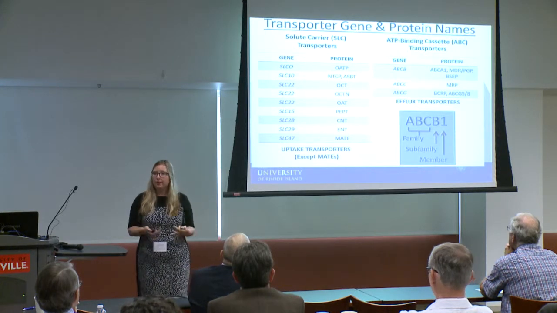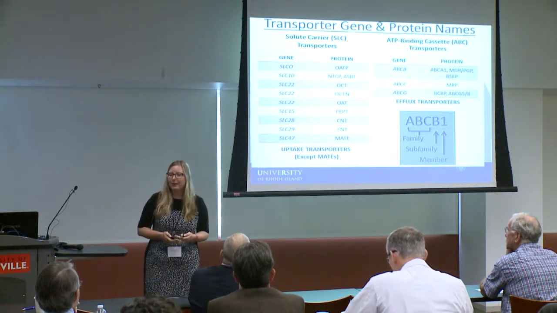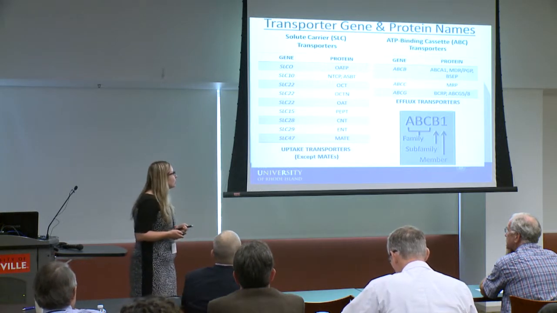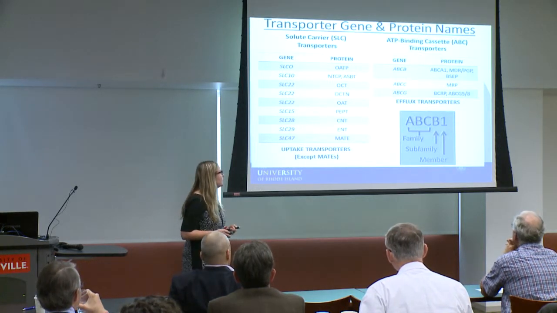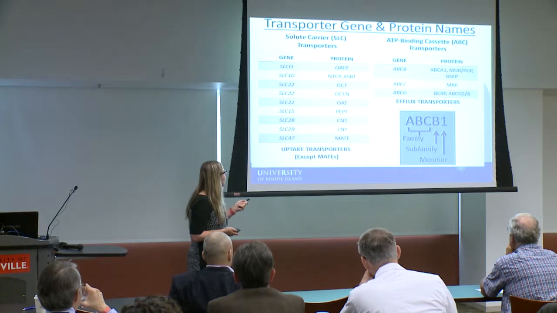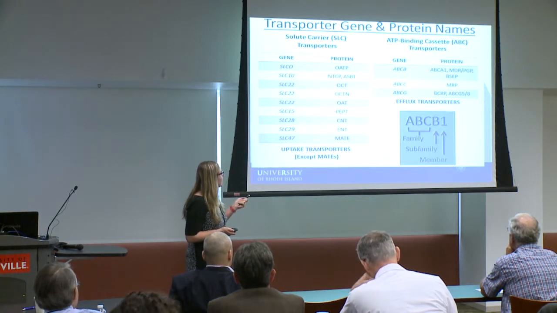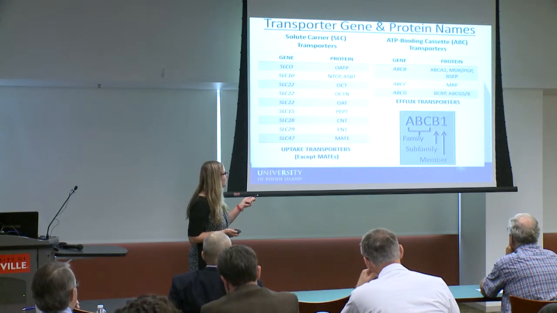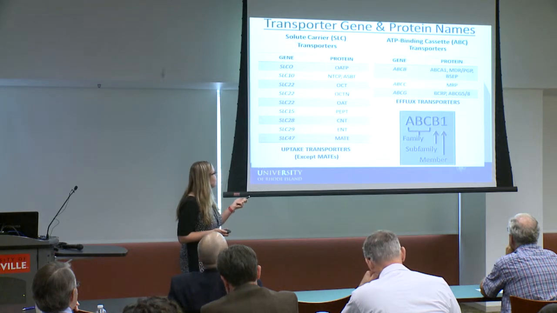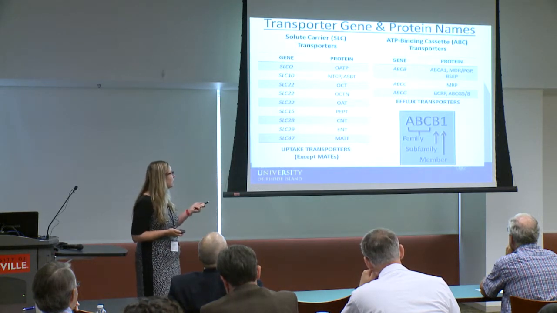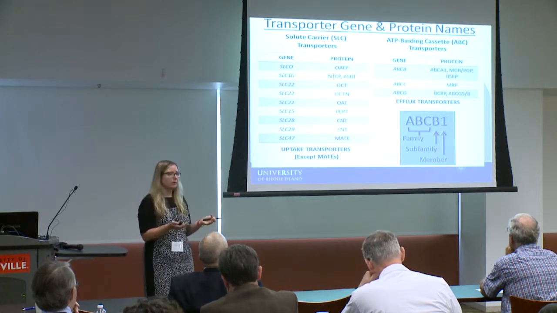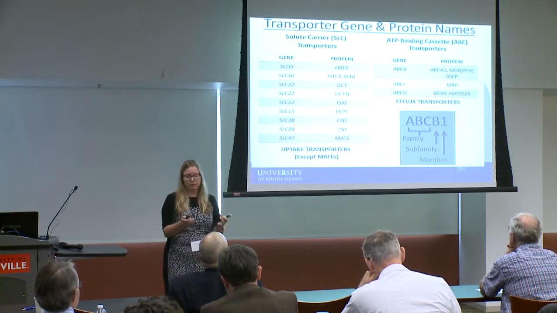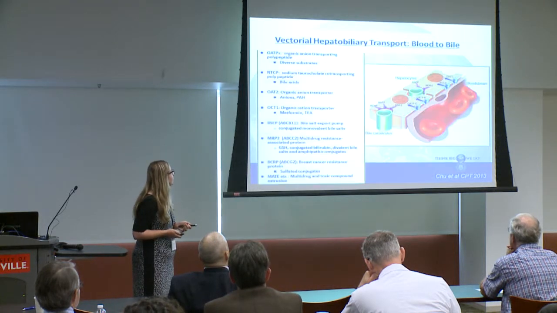On the efflux side, on the apical membrane of the hepatocyte, our ATP binding cassette transporters are going to be our efflux transporters. These are the ABCs, so for example, MDR and P-glycoprotein, which I'm sure everybody in the audience has heard of, BSEP, as well as our multidrug resistance associated proteins and breast cancer resistance protein. So basically, two classes of transporters, some bringing chemicals into the liver, some pumping them out.